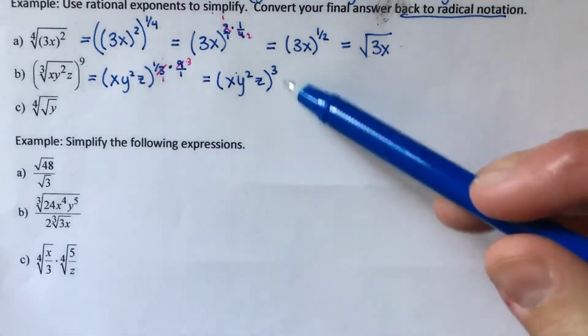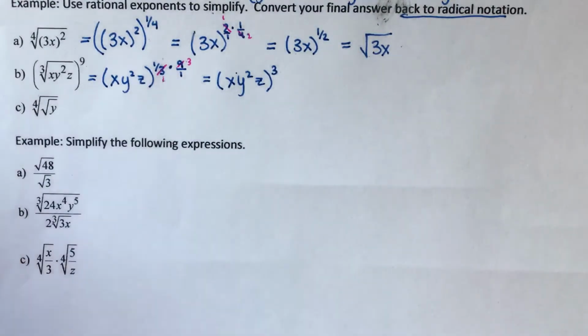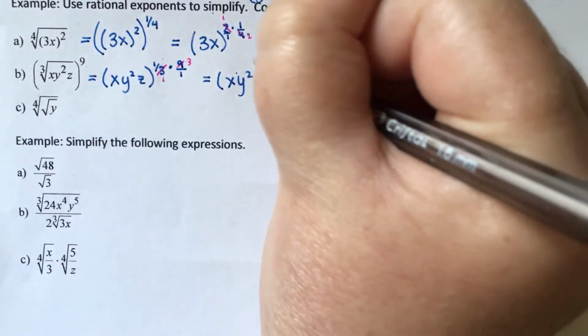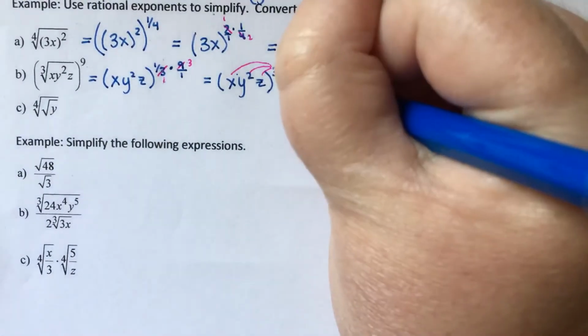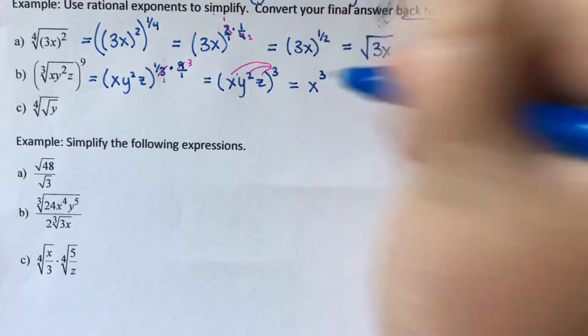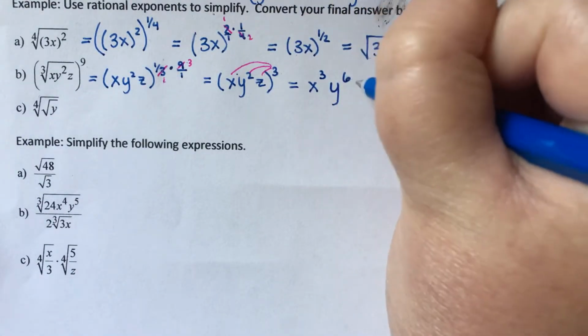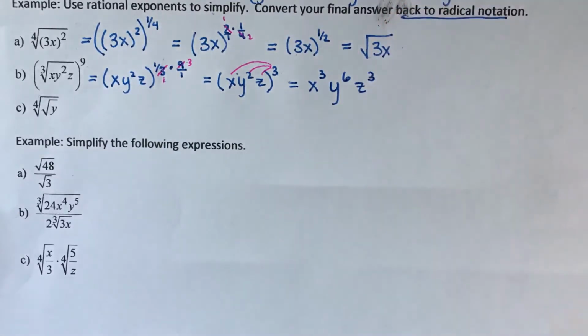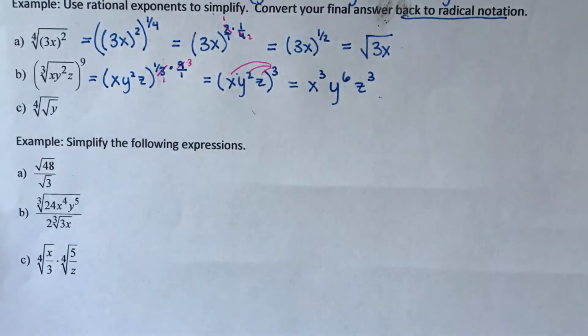Well, this isn't a radical anymore. I don't have a fraction left in the exponent, but I can still use properties of exponents to say, well, I can cube all these, because it's really just x being cubed, because x times x times x. y squared being cubed makes y to the 6th, and then z cubed. So that makes it a little more simplified at the end.